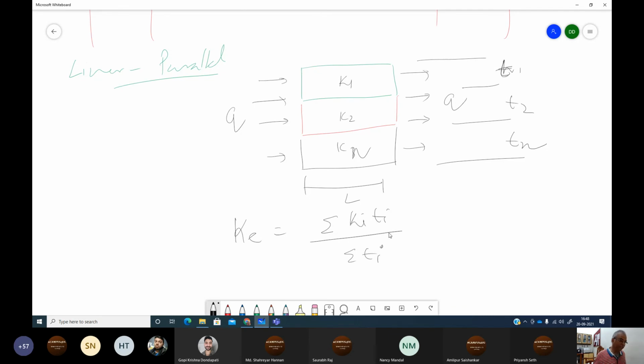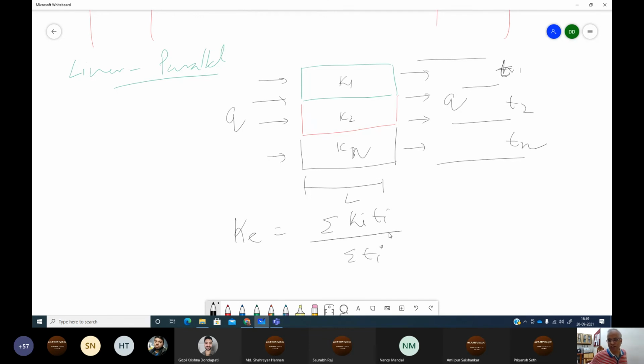For parallel, okay, the pressure drop remains the same, only Q divides. Q becomes Q1, Q2, Q3, Qn. The pressure drop remains the same.